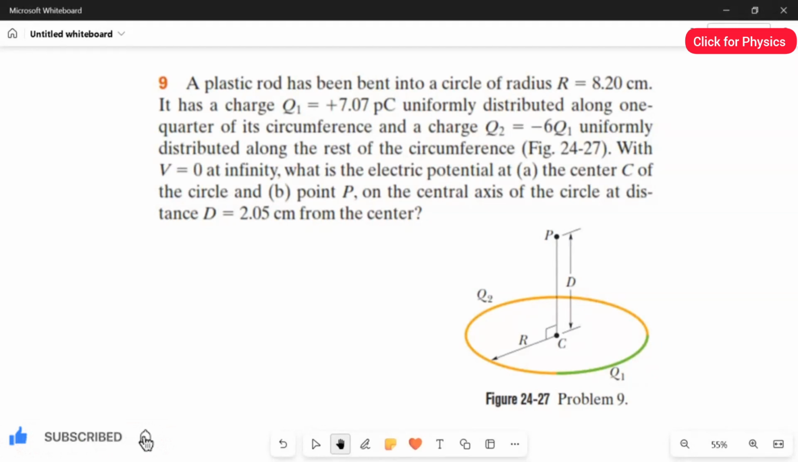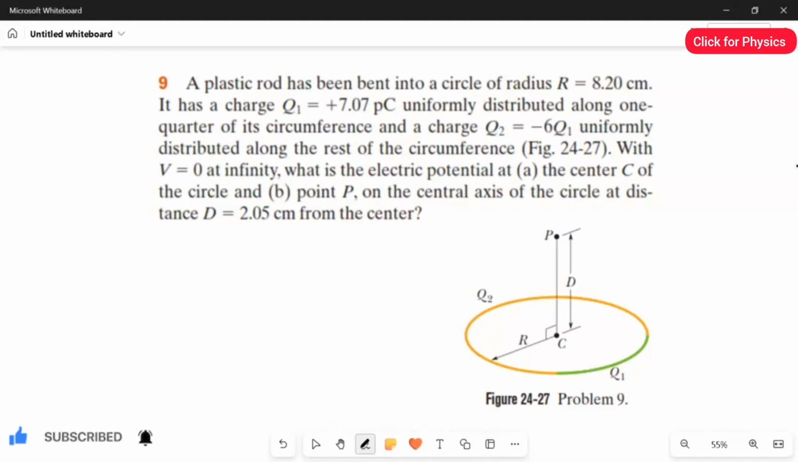What is given in the question? You have to take a plastic rod, and this plastic rod was bent into a circle shape, and that circle radius was given as 8.20 centimeter. And if you see this diagram, two different colors are mentioned. So here, this green color part, that means this is the circumference of the circle.